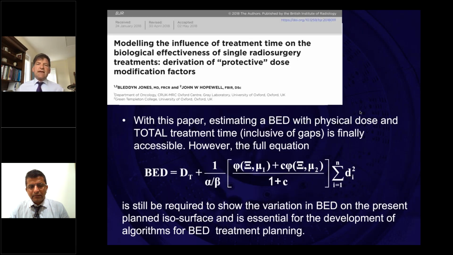So how can we calculate the BED? Well, clearly the equation that you see here is extremely troublesome, but Bleddyn Jones and John Hopewell from Oxford have now published in the BJR a number of methods that you can use to estimate the BED.